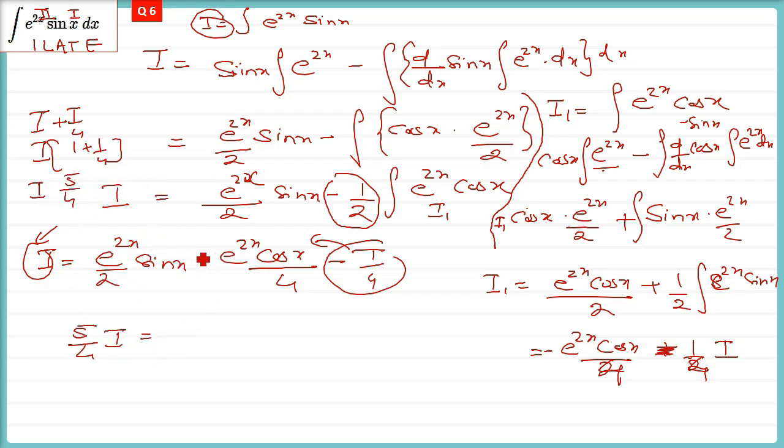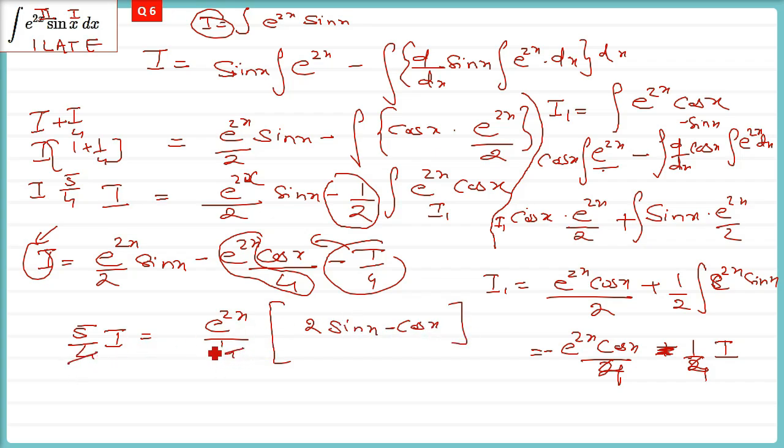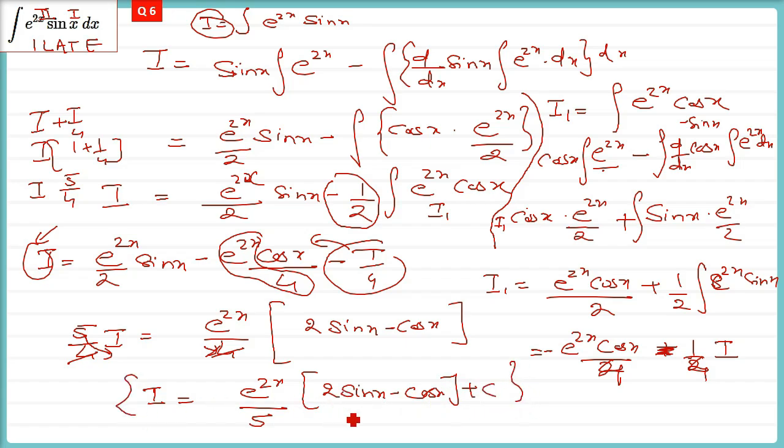On the right, because I by 4 we have already taken, you can take this e raised to x common first. And the highest number is what? 4. So e raised to x by 4 you can take common. The second part will remain like this, cos x only. But from here, when we have taken this outside, it will be 2, so you have to multiply it by 2. So 2 sin x minus cos x will be there. Now you can just cancel this 4 in the denominator and bring this 5 in the denominator. So I will be equal to e raised to x by 5, because 5 has come downstairs on the right hand side. So e raised to x by 5, then 2 sin x minus cos x, and plus a constant of integration. This is your final result.